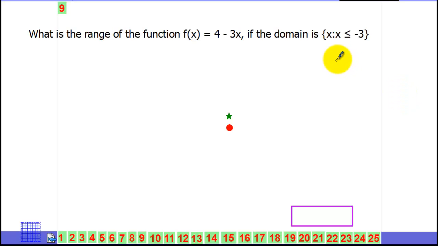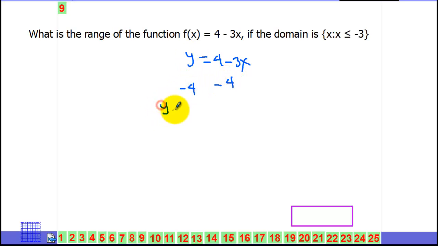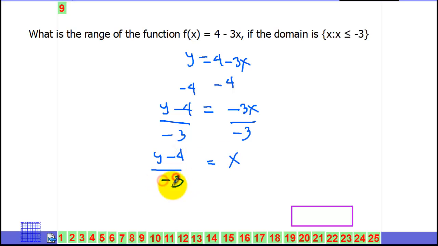Now what if the domain is restricted? So let's rewrite this as y equals 4 minus 3x. Since our x is being restricted, we need to solve for x here. And I want our x to be on the right side of the equation. Subtract 4 from both sides, we'll get y minus 4. 4 minus 4 is 0, bring down negative 3x. Divide by negative 3, and we'll have x equal to y minus 4 over negative 3.